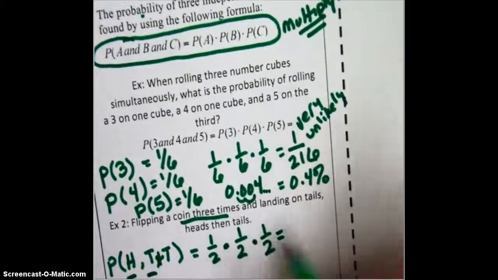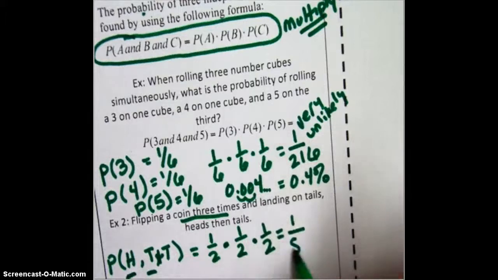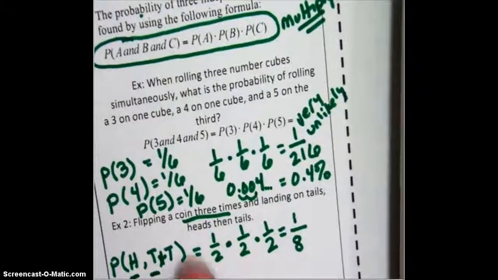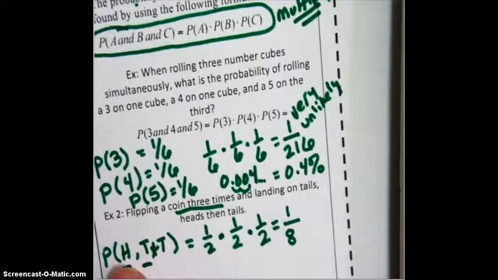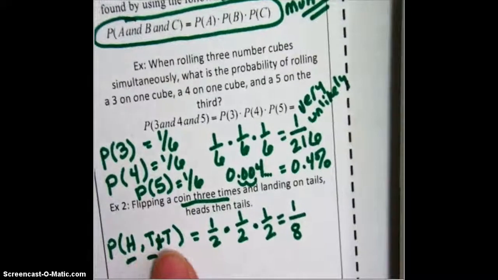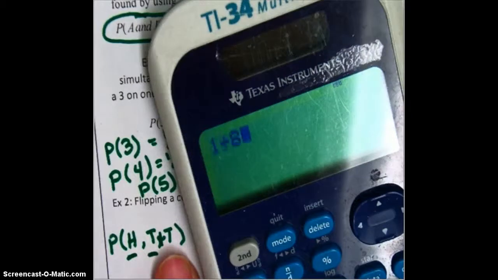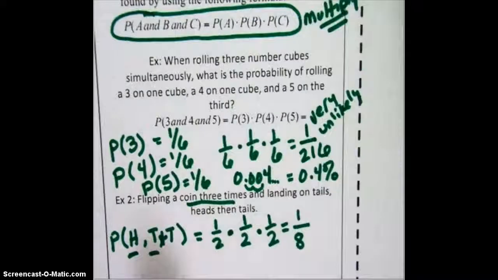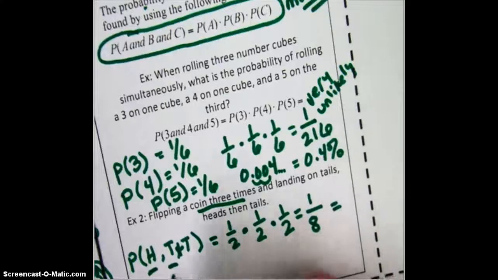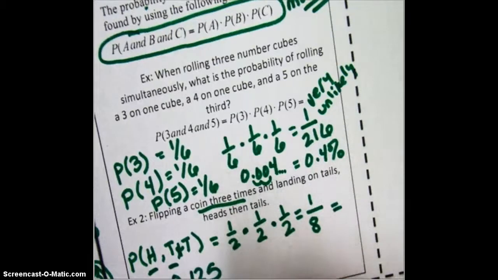So 1 times 1 times 1 is 1. 2 times 2 is 4, and 4 times 2 is 8. So you have a 1 in 8 chance of flipping a coin 3 times and getting a heads the first time, a tails the second time, and a tails the third time. Converting this to a decimal, you have 1 divided by 8, which is 0.125. Changing this to a percent, you have a 12.5% chance.